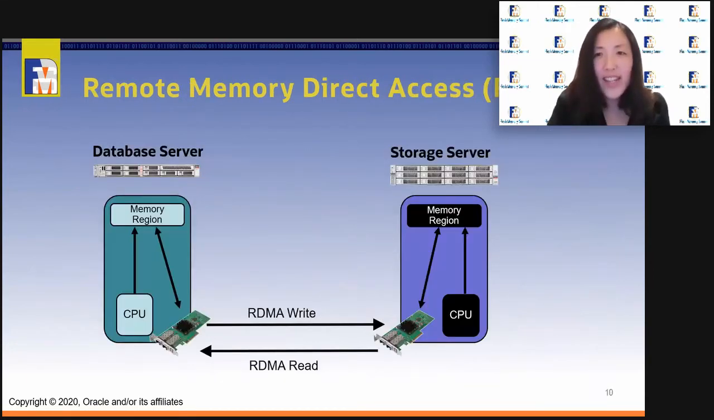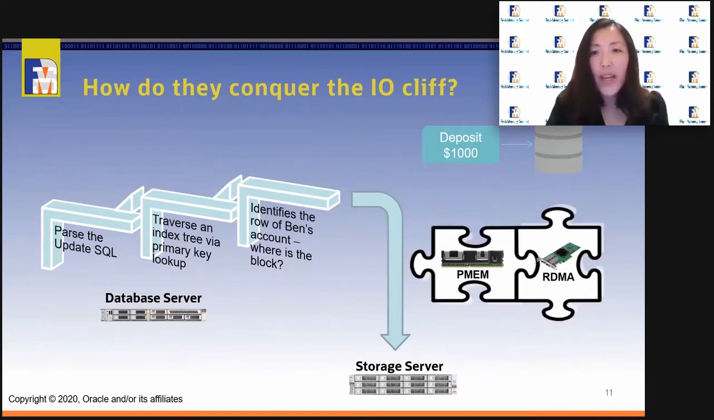All right, so let's take a look at RDMA. RDMA stands for Remote Direct Memory Access. So what does that mean? That means that one server can access a memory region on a different server directly through the network card. And this direct access does not require any software processing on the storage server side. So that's really fast. Now let's see how we can combine the power of persistent memory and RDMA to help us conquer the I/O cliff here.